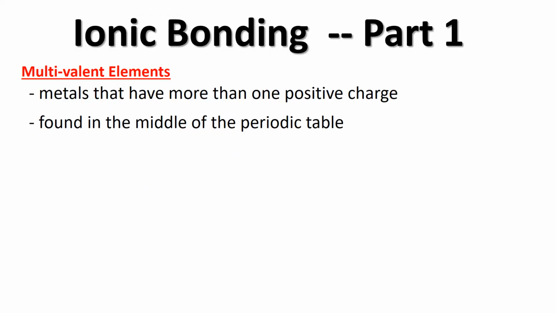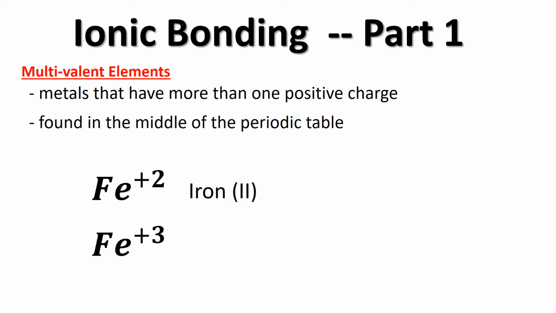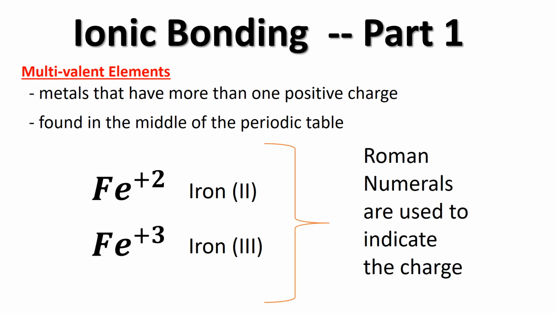So how do we deal with these ones that have more than one positive charge? Say iron. Iron could be +2, it could be +3. Well, we're going to use something called the Roman numeral method. So if we had to identify this Fe +2, we would call it iron (II). Notice the 2 is in brackets. And this one would be called iron (III). So Roman numerals are used to indicate the charge.